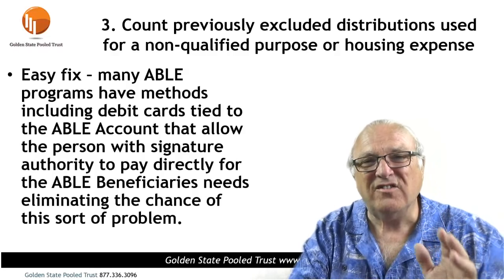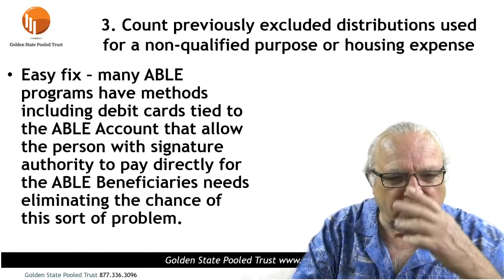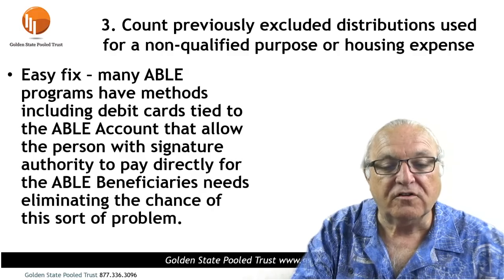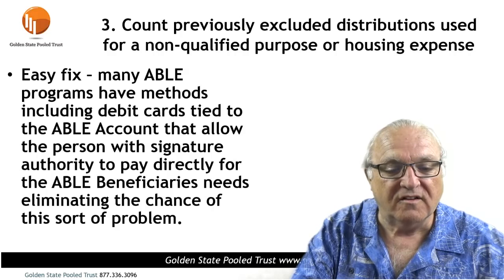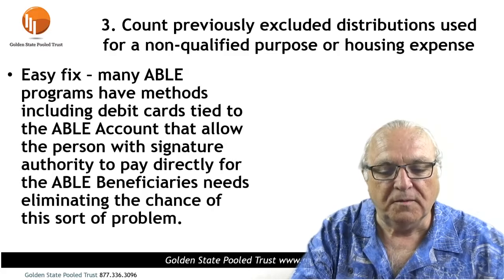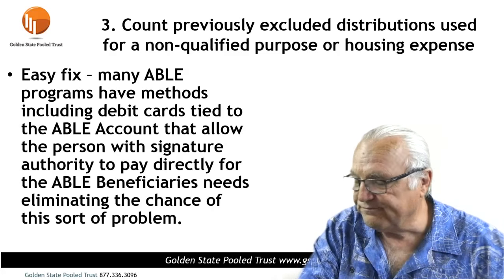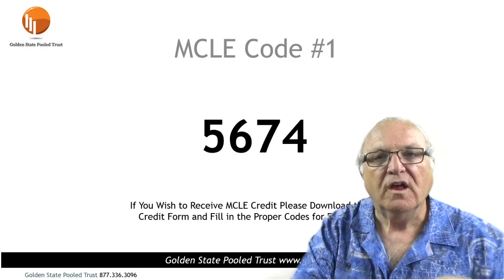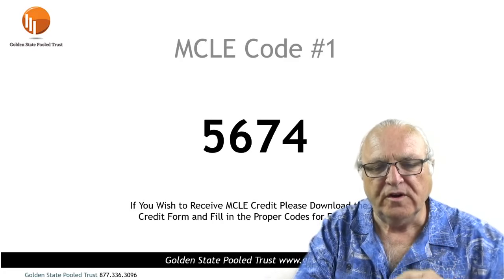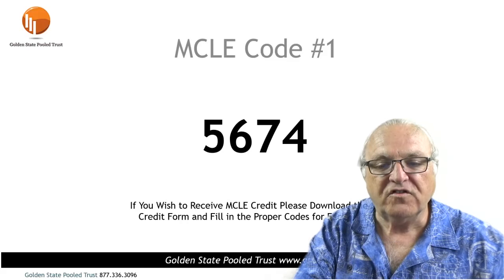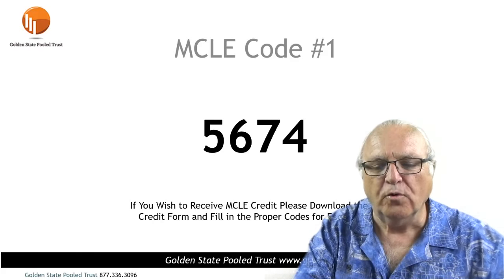So here's an easy fix after going through all this, and then we'll start getting into the examples. Many ABLE programs have methods, including debit cards tied to ABLE accounts, that allow the person with signature authority to pay directly for the ABLE beneficiary's needs, eliminating the chance of this sort of problem. Okay, so here we have our second of three codes. Our second code here is 5671, and this is code number 2.